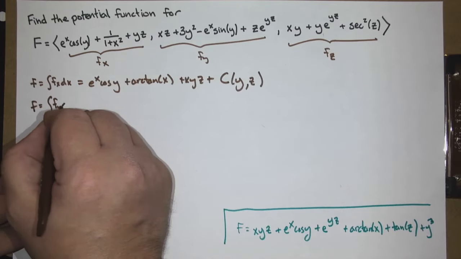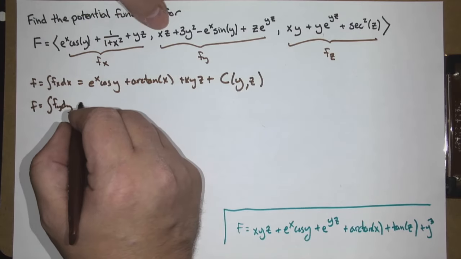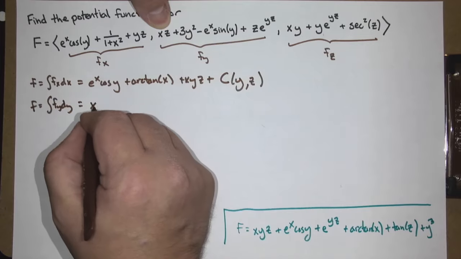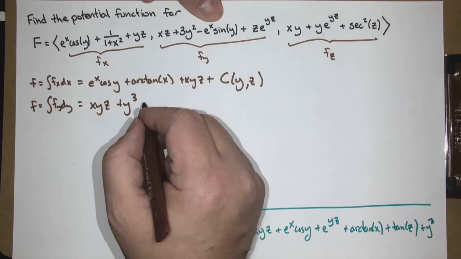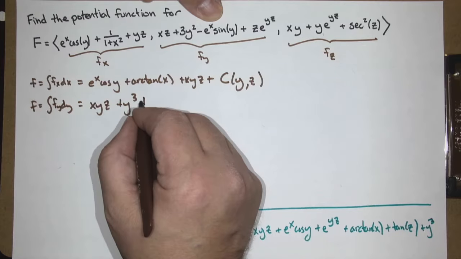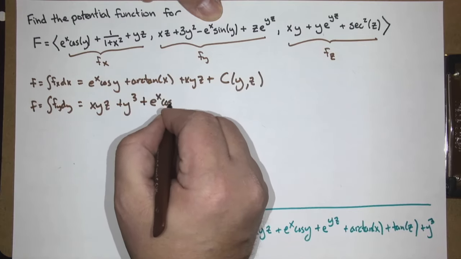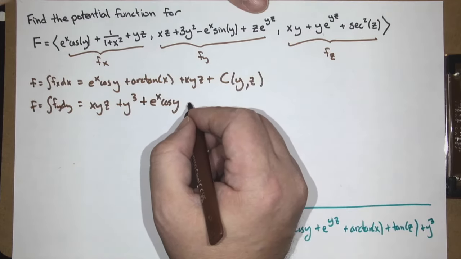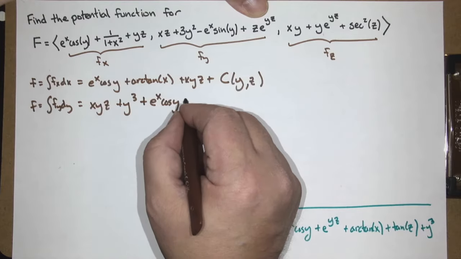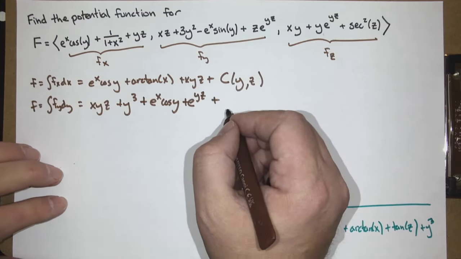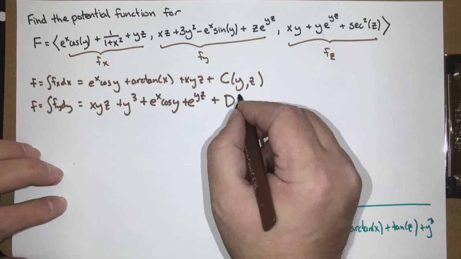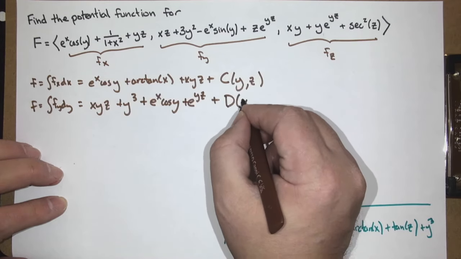Take the integral with respect to y, dy. So we come here integrating with respect to y. It'll be an xyz, a y cubed. Integral of minus sine is positive cosine. So e to the x cosine y. And here, integral of z e to the yz with respect to y is e to the yz. Plus a constant with respect to x and z.